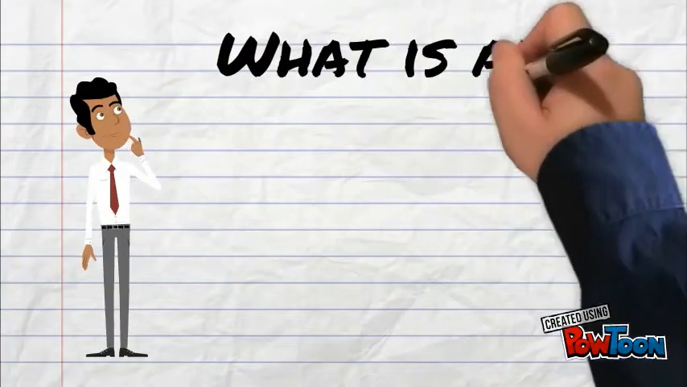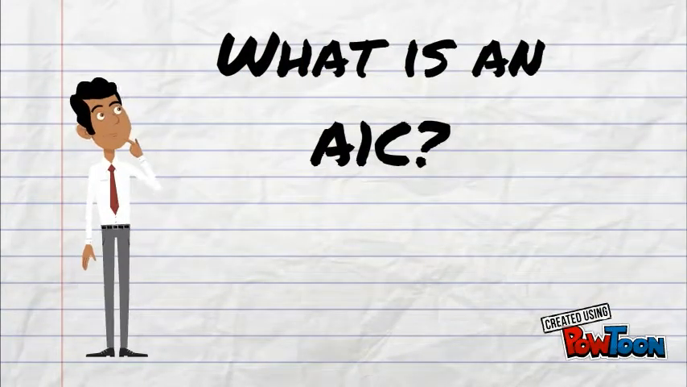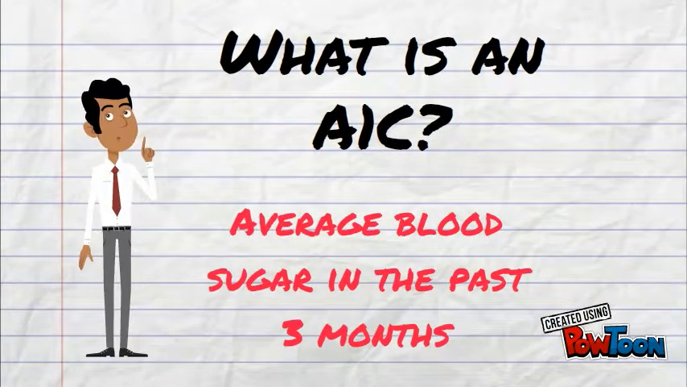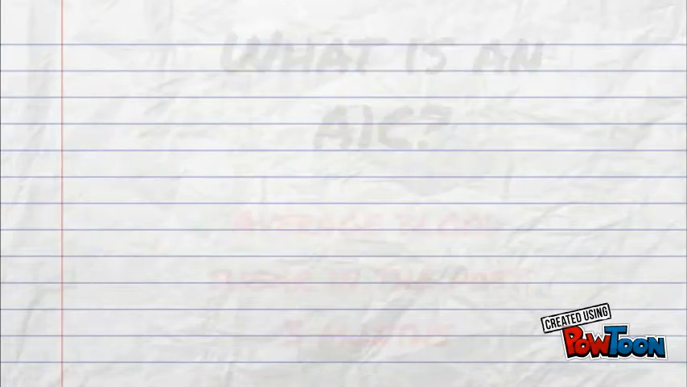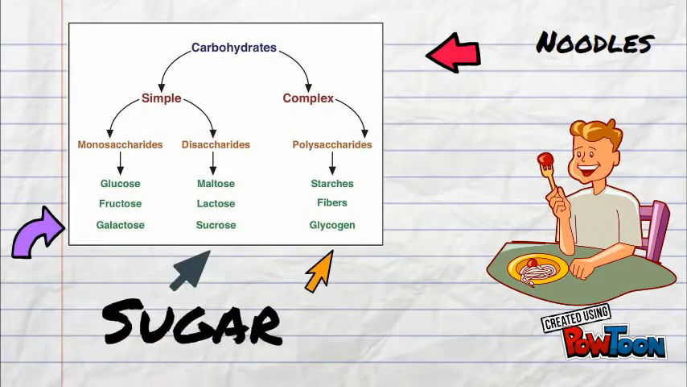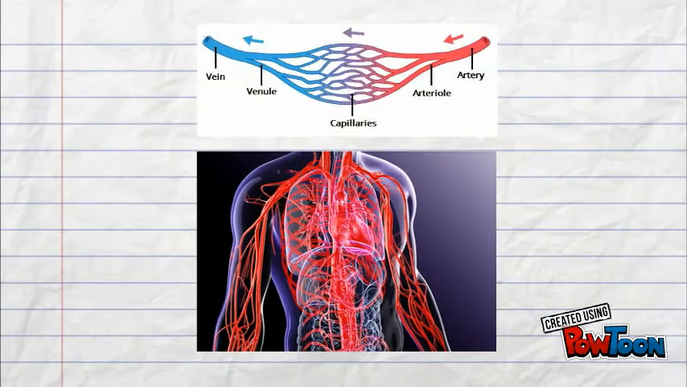What is an A1C? It is a measurement to determine the average amount of sugar in your blood over the past 3 months. To further understand this test, let's look at how the body functions. When you consume food, it is broken down into carbohydrates or sugar. When the sugar is absorbed by your intestine, it makes its way into the blood vessels.